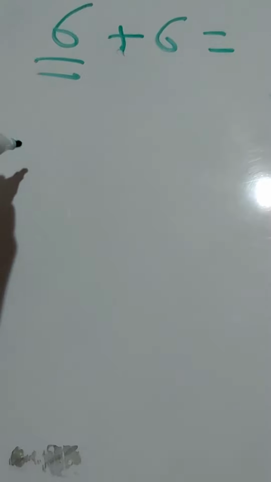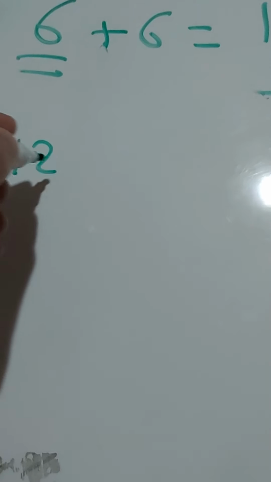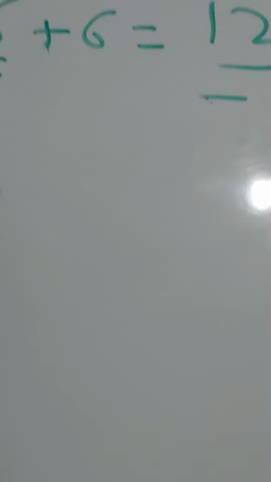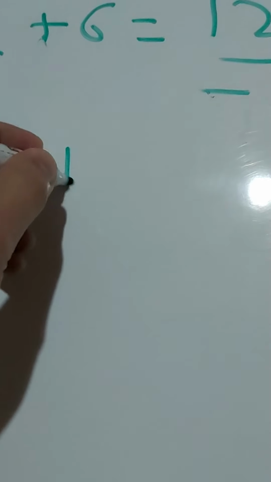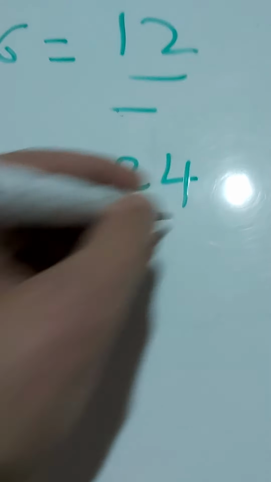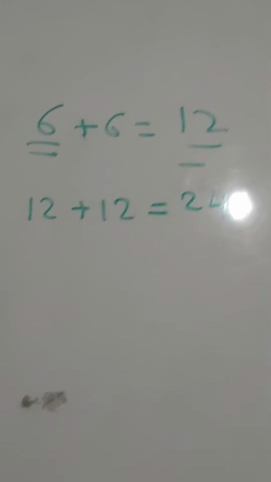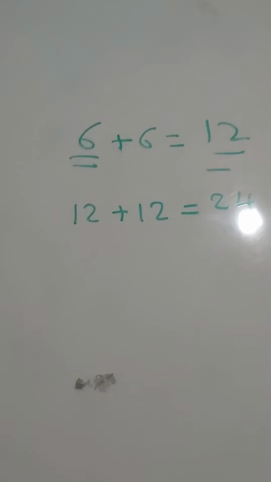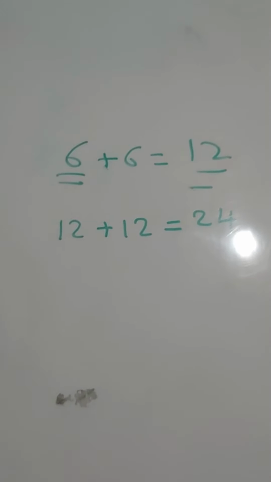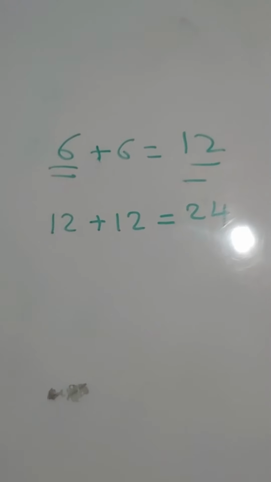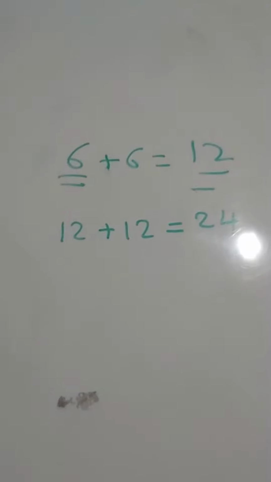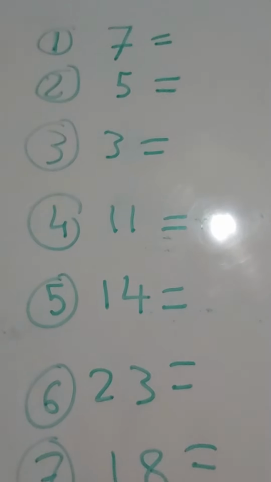So say double 12. To double the 12, we'll add another 12, so it will be 12 plus 12. That will give me 24. So what I'm going to do now, I'm going to pause this video and I'll write some questions for you. And what you're going to do, in a piece of paper, just double these numbers. Then I'll pause it, try the questions and come back to you.